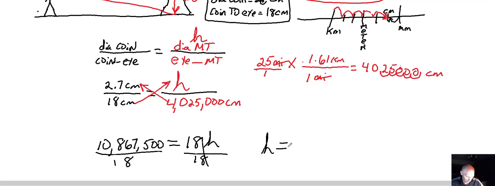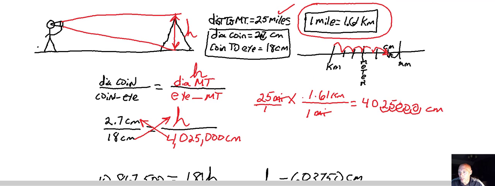So that height comes out to be a really large number here. 603,750 centimeters. Okay, that's a ridiculous answer. Nobody gives a height of a mountain in centimeters. We want it in kilometers.